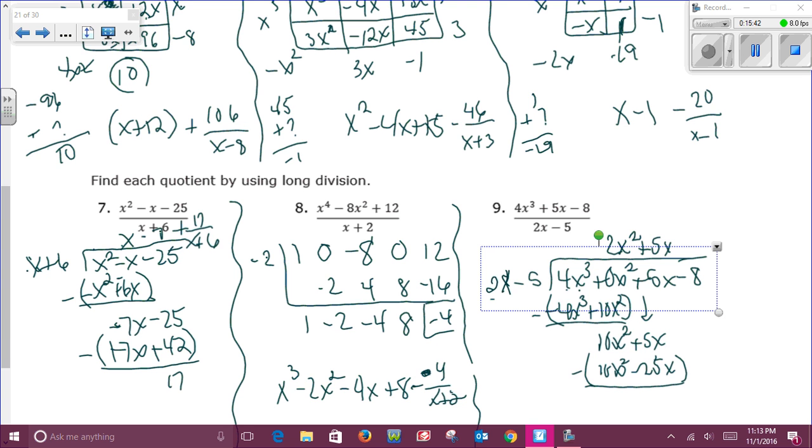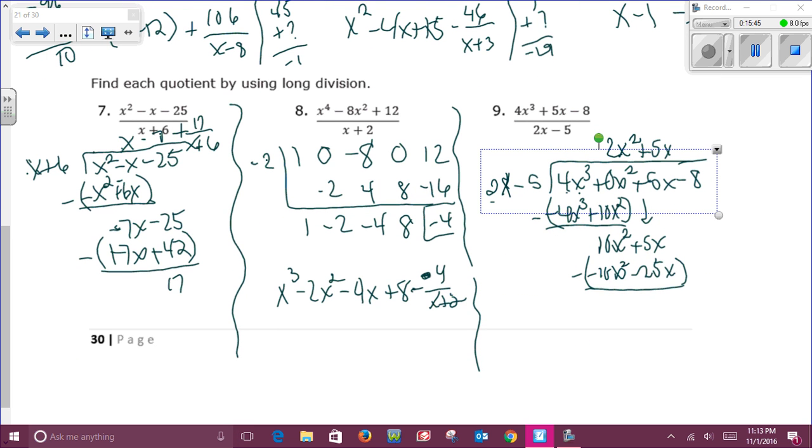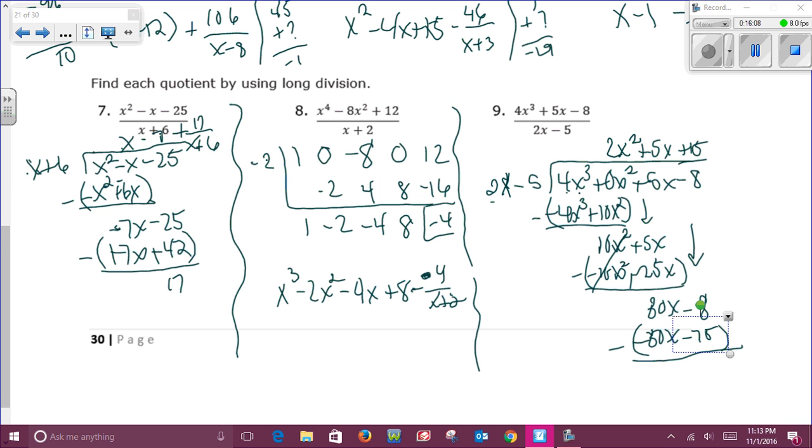And I subtract, change everything to its opposite. So those cancel, and I have a 30x. Bring down the negative 8. 2x times what gives me 30x? So that would be 15. So 15 times 2x is 30x. 15 times negative 5 is negative 75. So when I go to subtract, everything changes to its opposite, and I end up with a 67. So I just say plus 67 over 2x minus 5.